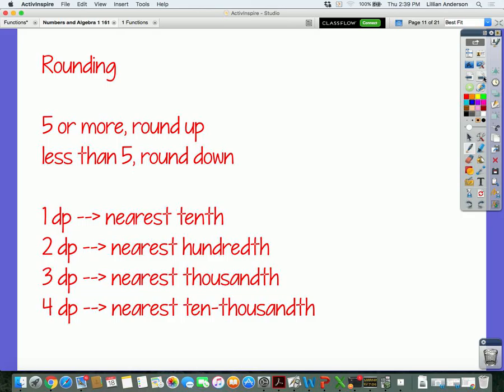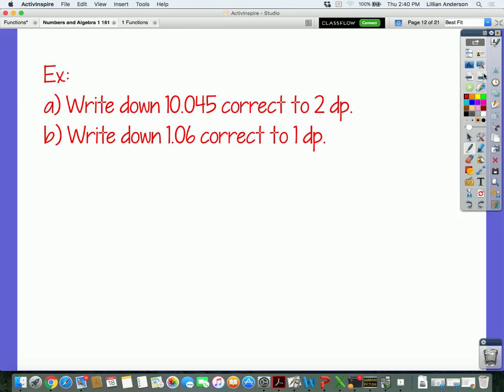So if I gave you a number like 12.45 and I asked you to round it to the nearest 10th, you were going to tell me what? 12.5, because the nearest 10th is right here and that 5 is going to tell me to round this up. Okay. So we're good with that.